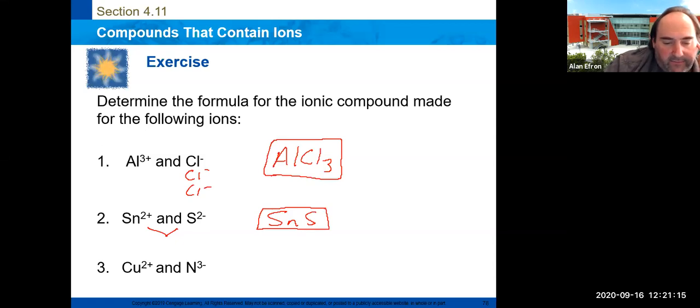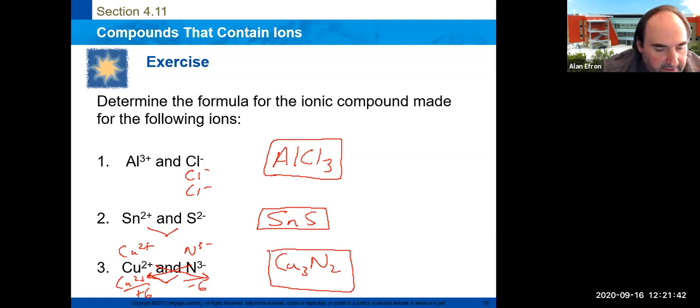And lastly here, if we put these together, the common number between 2 and 3 is 6. So to get copper to 6, we actually need 3 of them. And to get nitrogen to 6, we need 2 of them. Right, it gives us +6 and -6. And that would give us Cu3N2 again. This is sort of a crossover move, but it will get you the right answer here. Question on any of those formulas?